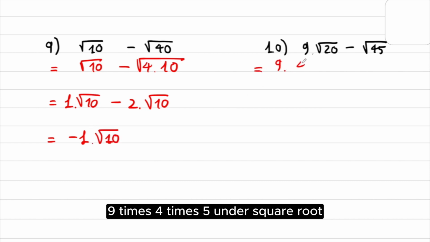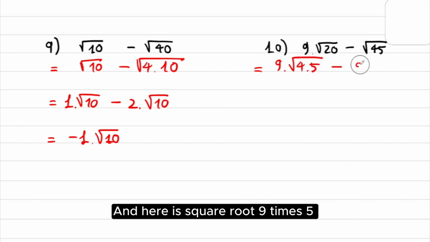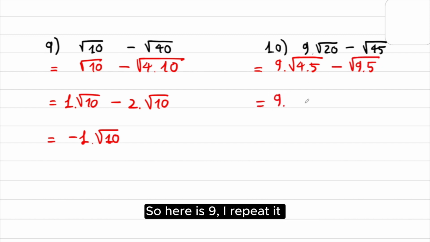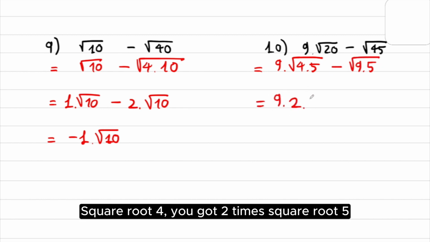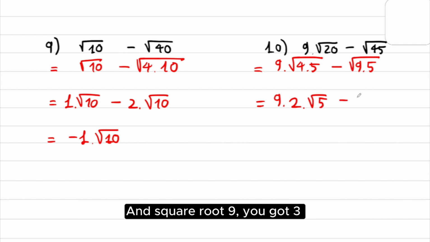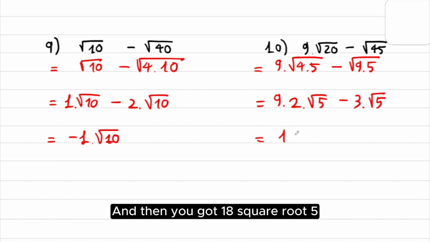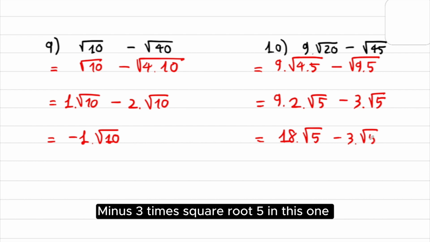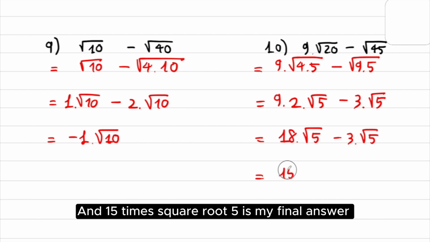9 times 4 times 5. 4 times 5 under square root. And here is 9 times 5. Okay, so here is 9 and repeated square root of 4. You got 2 square root of 5. Square root of 9, you got 3 square root of 5 and repeat. And then you got 18 square root 5 minus 3 times square root 5 in this one, and 15 times square root 5 is my final answer for this question.